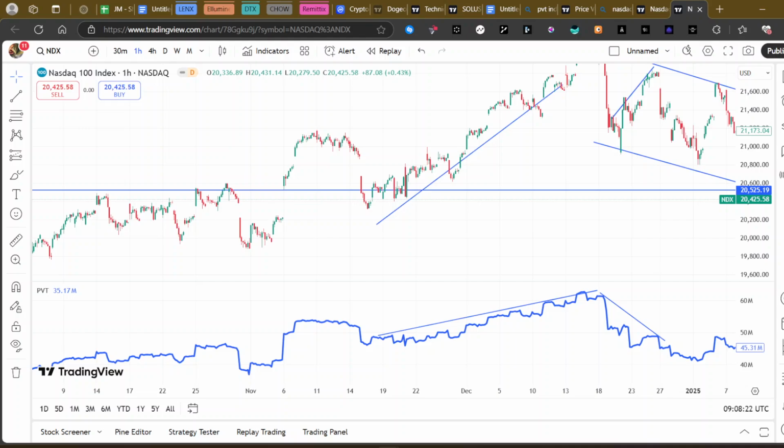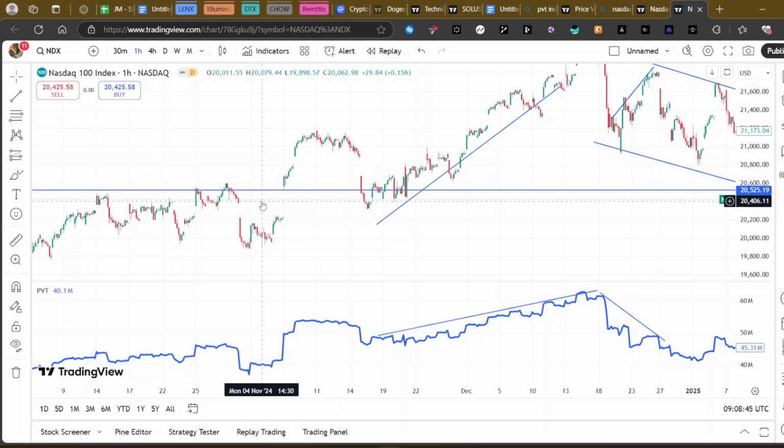All right, now before you go applying PVT to your charts, let us talk about some common mistakes that traders make. The first is relying only on PVT. Now, PVT is a great tool, okay, but it works best when combined with other indicators like moving averages, RSI, or trend lines. So do not use it in isolation.